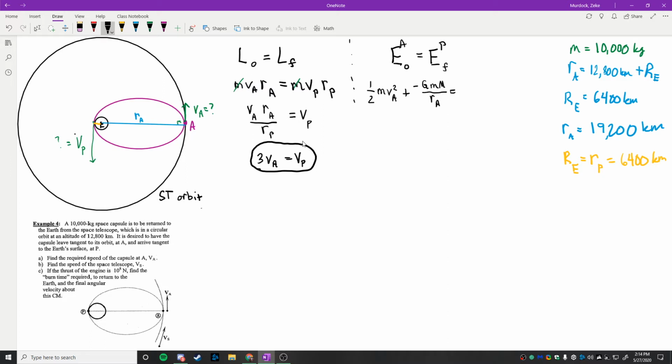And then the energy at point P is 1/2 mass times VP squared minus G M divided by RP. You guys have any questions about that?